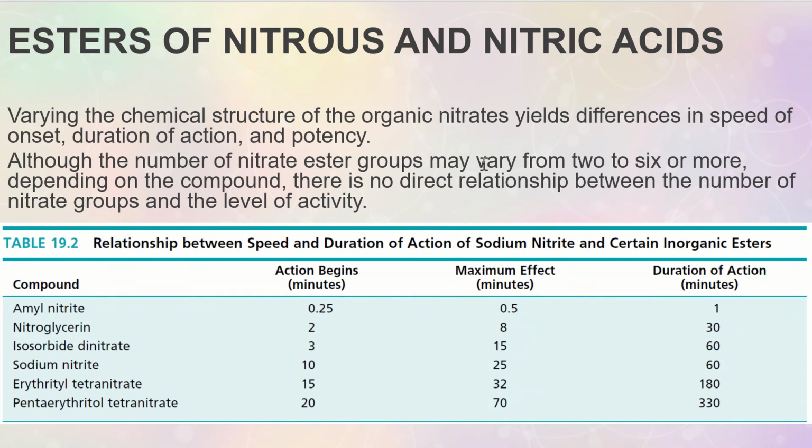Although the number of nitrate ester groups may vary from 2 to 6 or more depending on the compound, there is no direct relationship between the number of nitrate groups and the level of activity. So unfortunately, we don't have that correlation between the potency or the level of activity and the number of nitrate groups, right? As we can see, we see some tetranitrate, dinitrate, or just one nitrate, but there is no direct relationship between the number of nitrate groups and the level of activity. We can see here action begins, maximum effect, and duration of action varying.